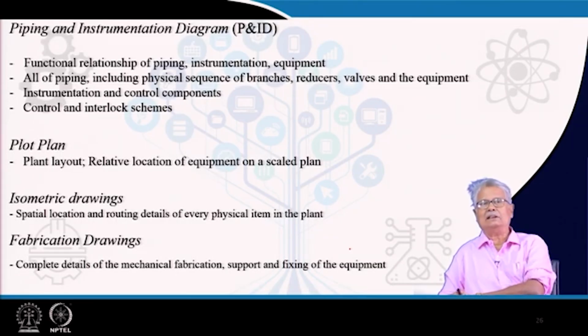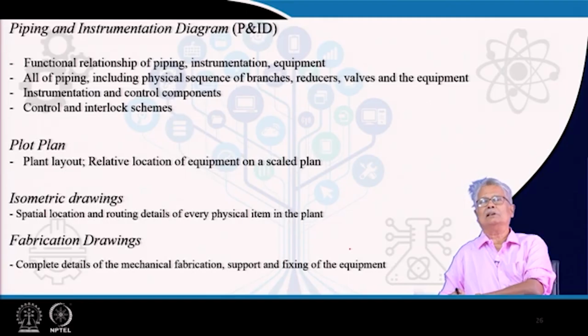The P&ID definitely shows the functional relationship of the piping, instruments and the equipment. All piping, including safety and any emergency handling facility, is also shown. The control and instrumentation components are definitely shown here, and this gives us an idea of what exactly are the parameters controlled, what are the parameters measured, what are the relationships between the different individual equipment, and how material flows from one equipment to the other through the pipes.